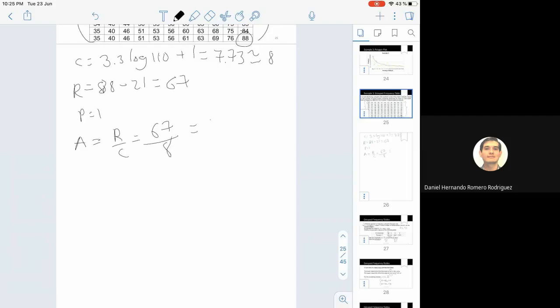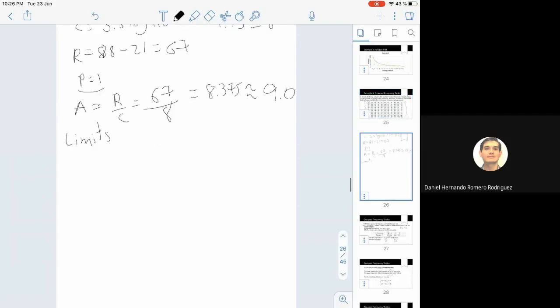So it's 67 over 8. That's 8.375. And here we're going to round up to the next value, and we will consider the precision. Remember, there are no decimals, therefore I'm going to round to the next integer value in this case, because there are no decimals. So that will be 9. That's the amplitude.